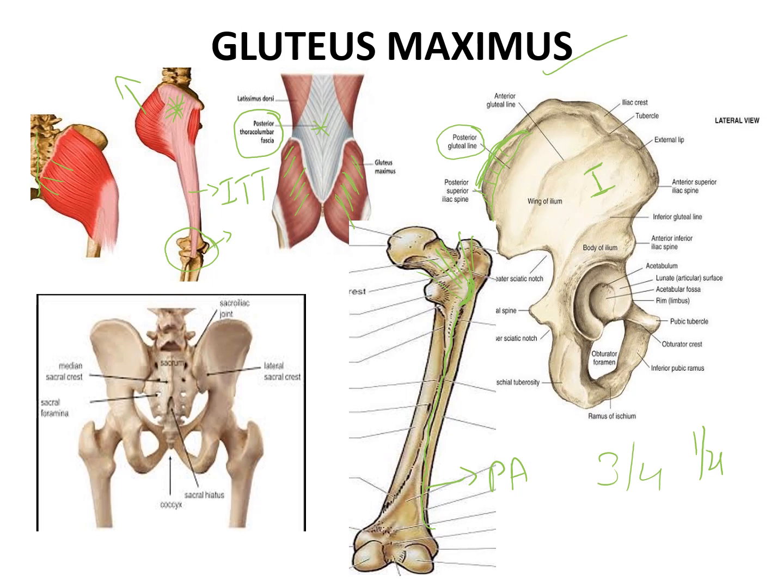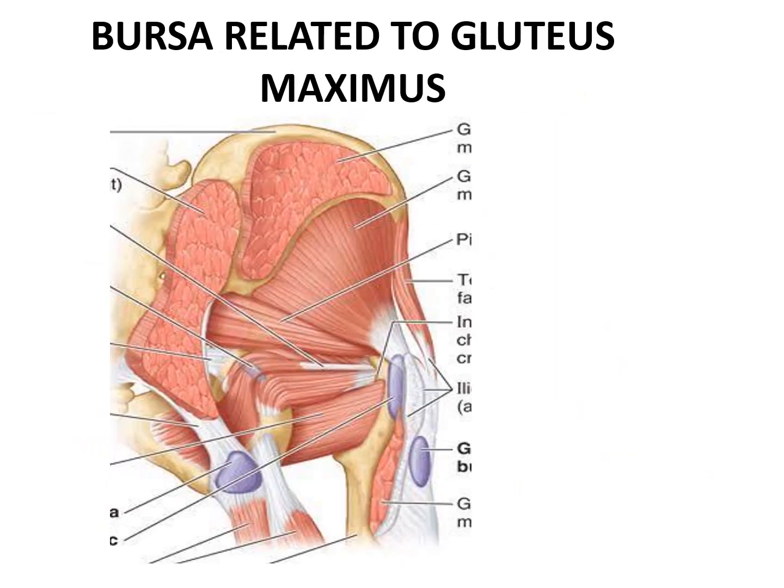So we have discussed the origin and insertion of the gluteus maximus muscle. Now there are some bursas in relation to the gluteus maximus muscle. The most important, frequently asked, is the gluteofemoral bursa. This bursa will be underneath the gluteus maximus muscle and the muscle which is called vastus lateralis.